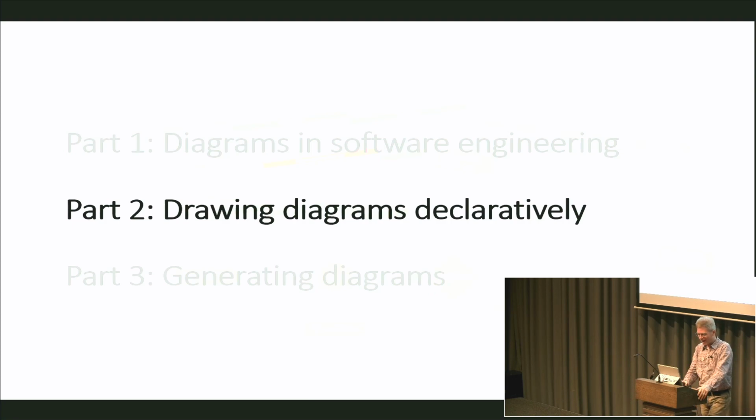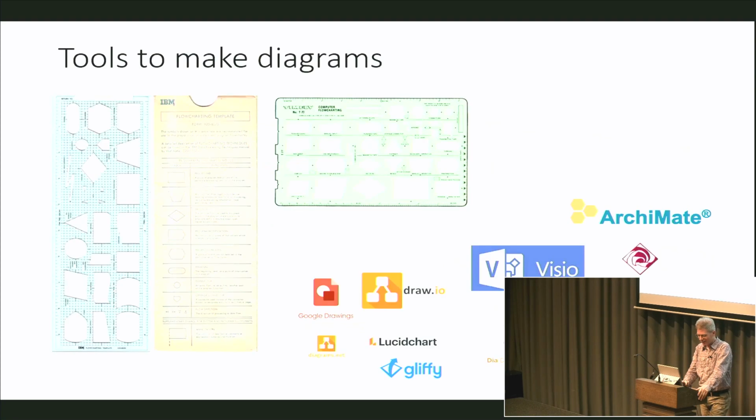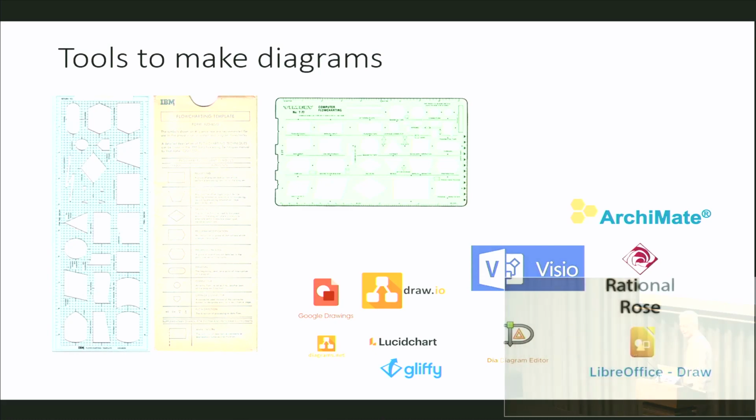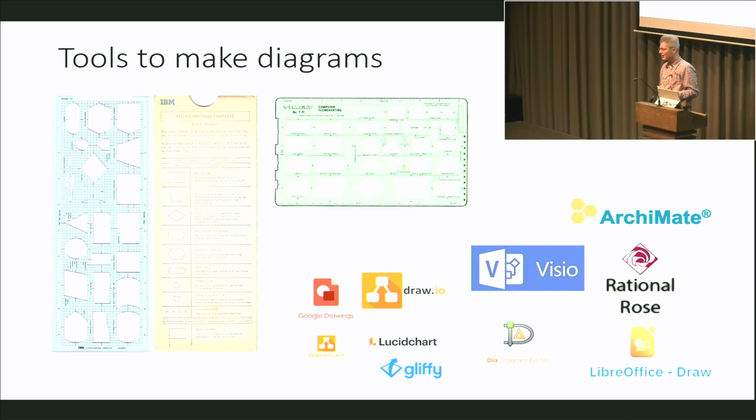How can we draw diagrams declaratively? First, these are some tools for diagramming that were used in the past. These plastic templates, they appeared in the 1950s, I think. My father used to have one, and I like diagramming with it. You could make all sorts of funny pictures with it. Then, of course, there are electronic tools. I've listed a few here. Again, Archimate.